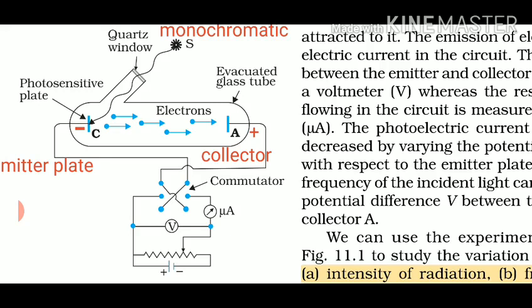When electrons are ejected because of photons, they have a particular name. These electrons will be called photoelectrons. As you can see, they are moving from cathode plate C to anode plate A. Moving electrons means there will be a current in the circuit, and that current will be called photocurrent. These electrons are called photoelectrons, and the current constituted by these electrons is called photocurrent.